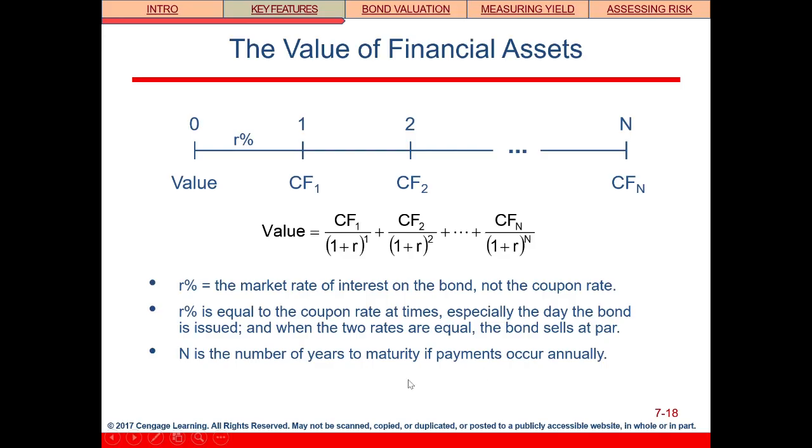And N is the number of years to maturity if the payment occurs annually. If it doesn't occur annually, if it occurs semi-annually, then N should be the number of years divided by 2, right? Oh, sorry, N should be the number of years times 2. And CF is the cash flow, the periodic interest payments, and would be 0 for a zero coupon bond.